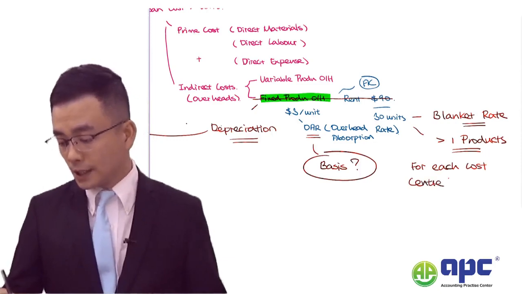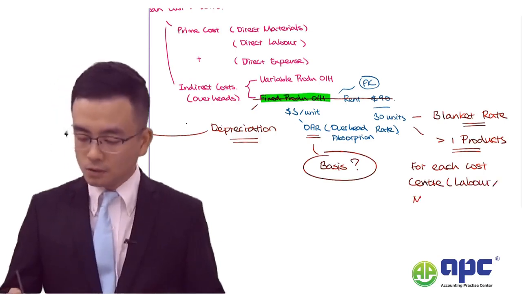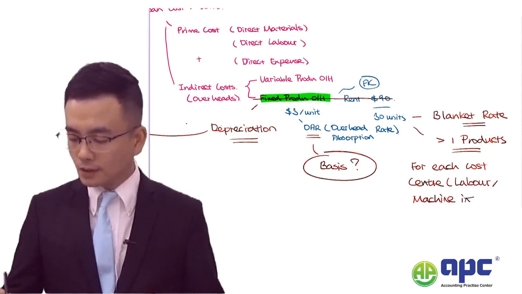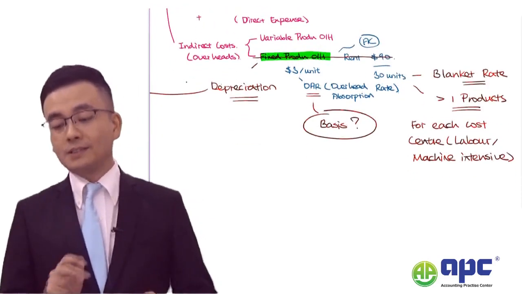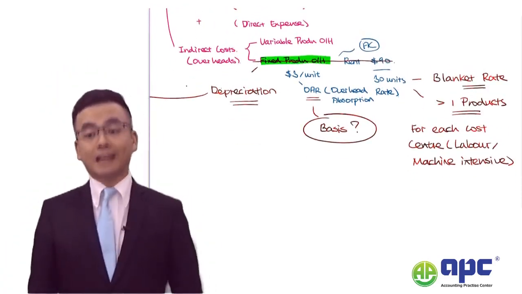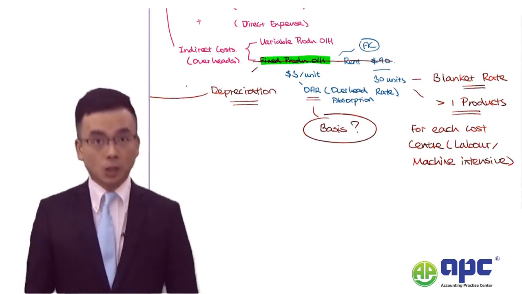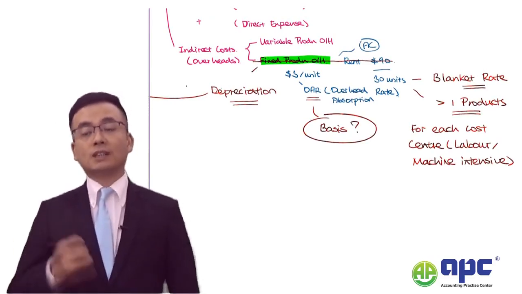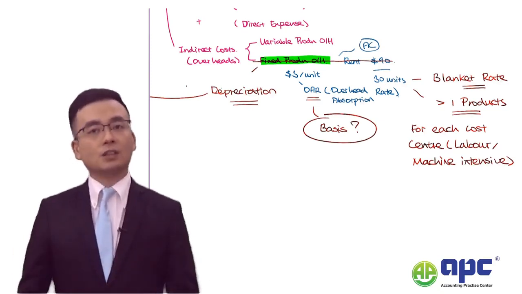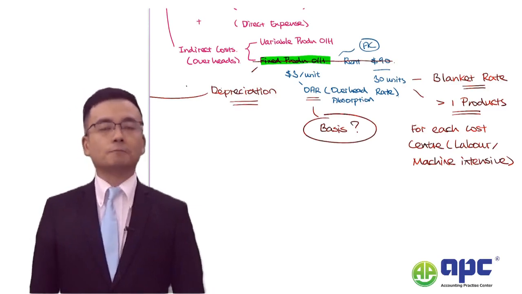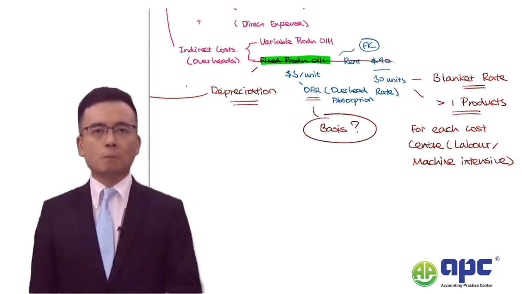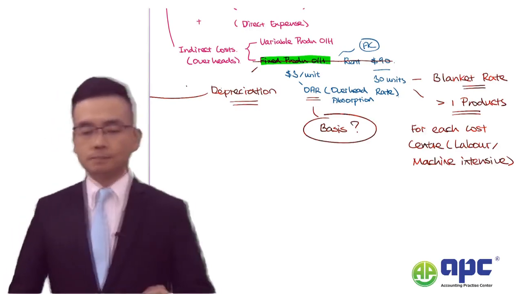whether or not they are a labor intensive or machine intensive environment. So if it's labor intensive, of course, you need to use labor hours as your denominator. If it's machine intensive, use machine hours as your denominator when calculating the overhead absorption rate. So that will be one point that you need to think about.